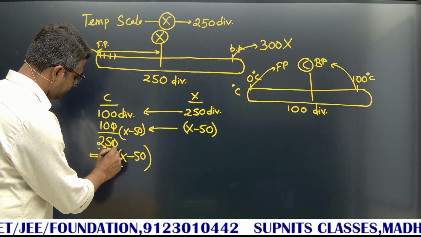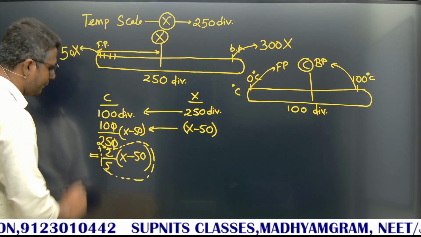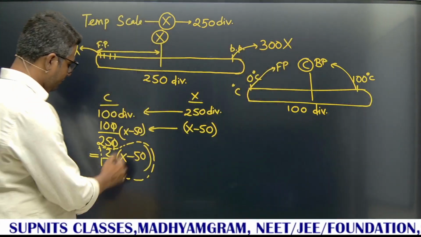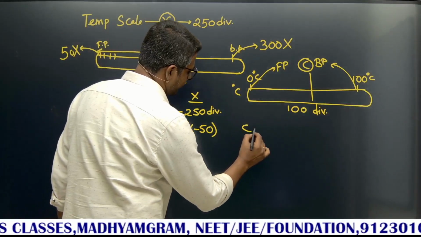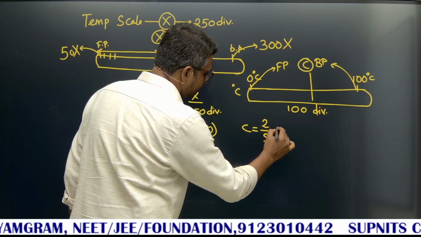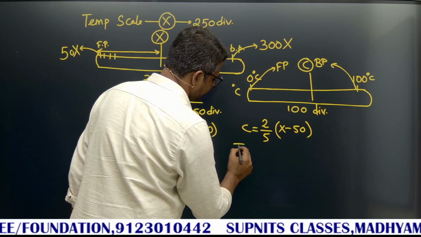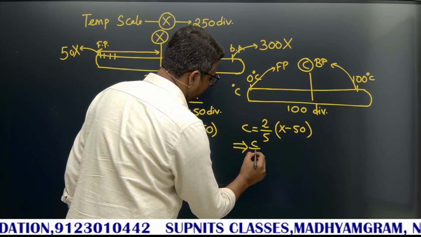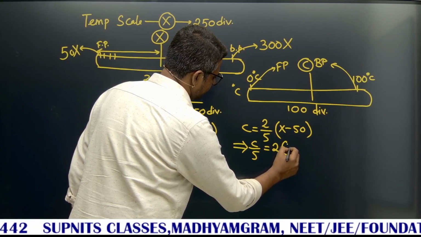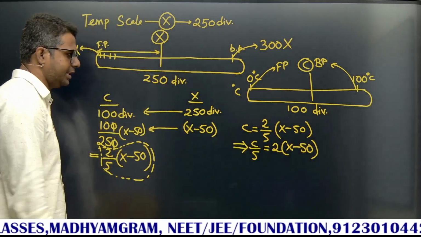So this is my temperature in Celsius scale. However, temperature in Celsius scale I know it is C. So I will equate this with C. C will come out to be 2 by 5 into X minus 50. So the formula will be like this. This is how we relate various scales.